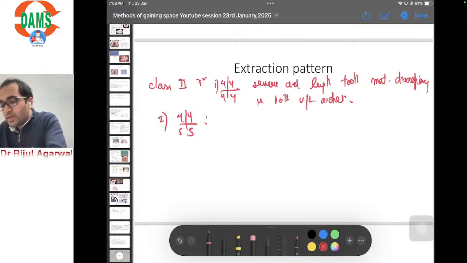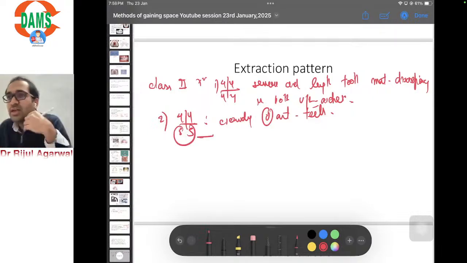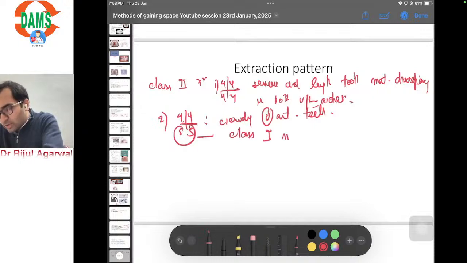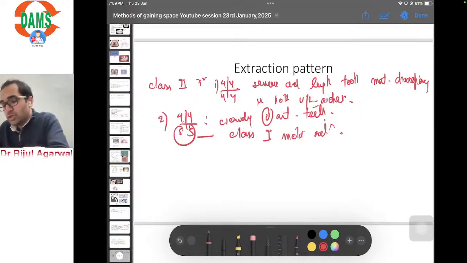So upper 4, when there is crowding in upper anterior teeth, okay, and lower 5, what we do for lower 5 extraction is done for mesialization of the lower molar, so as to achieve class 1 molar relation. Okay, so there is mild crowding and the rest of the space is used for mesializing the lower molars.